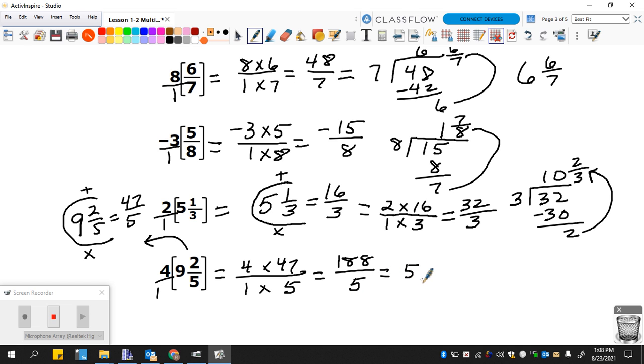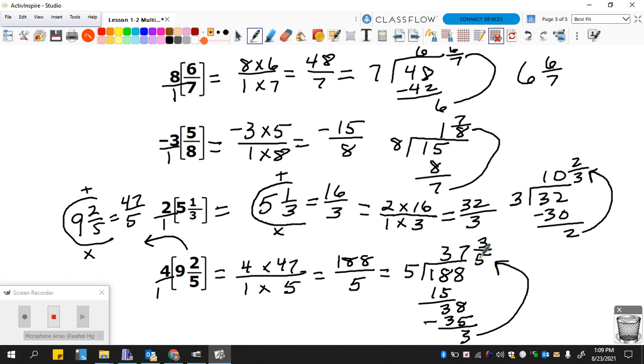5 goes into 188 3 times, 15, subtract, and bring down the 8. 5 goes into 38 7 times, 35, and subtract, and we end up with a remainder of 3, which becomes 3/5. So that's how we do all those types of problems.